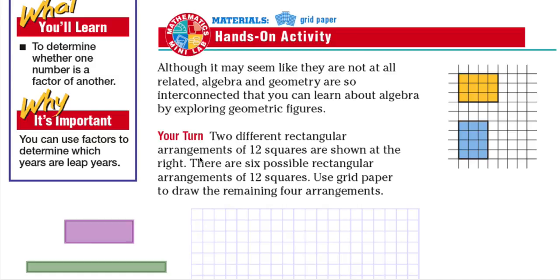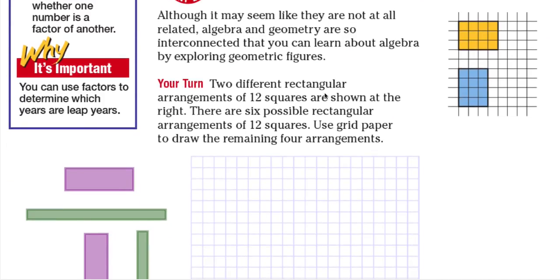Two different rectangular arrangements of 12 squares are shown at the right. There are 6 possible rectangular arrangements of 12 squares. Use grid paper to draw the remaining 4 arrangements. So you can see here 2 possible arrangements of 12 squares, a 3 by 4 rectangle and a 4 by 3 rectangle. The other 4 remaining arrangements to make 12 squares will be something like this.